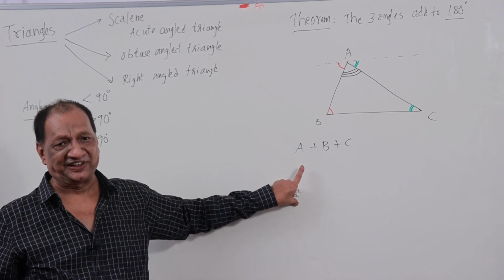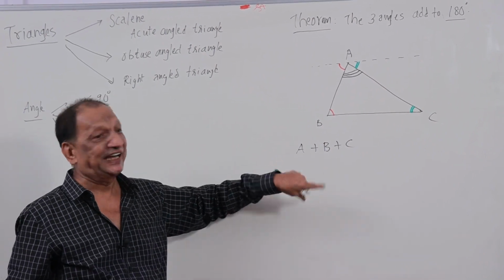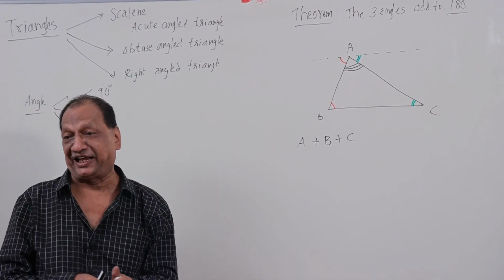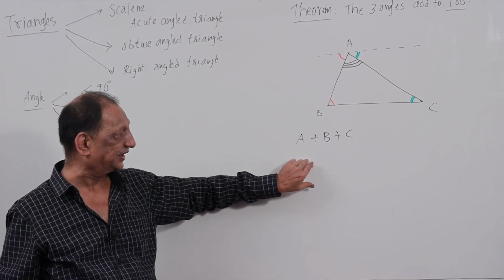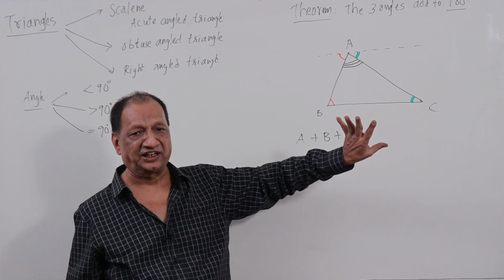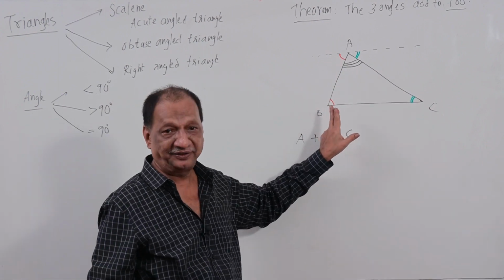No, this is not a vertex. This is an angle because I am doing an addition. I can't add a vertex A to vertex B, but I can add an angle A to angle B. So the meaning is clear from the context that I want to add these three angles: A plus B plus C.